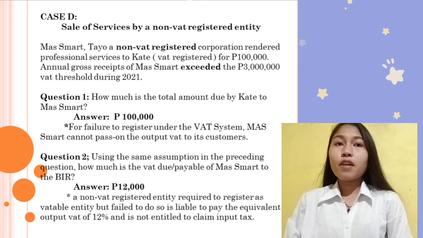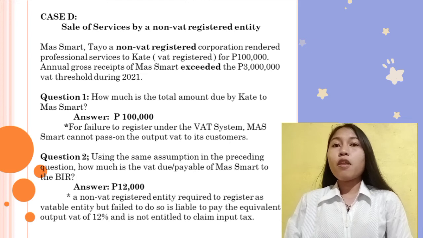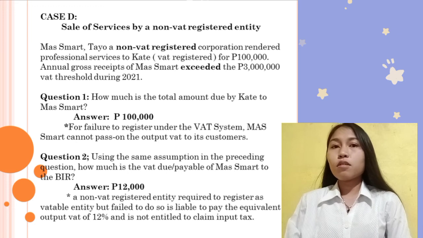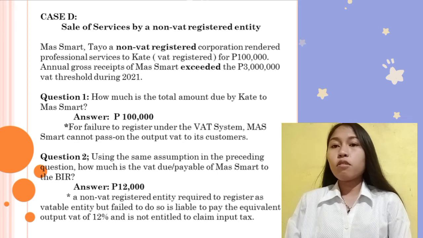Masmart tayo, a non-VAT registered corporation, rendered professional services to Kate. Kate is VAT registered, for 100,000 pesos. Masmart tayo, the one who rendered professional services to Kate, is not a registered corporation. The annual gross receipt of Masmart exceeded the 3 million VAT threshold during 2021. So, ang iyahang gross receipt is exceeded na for 3 million.